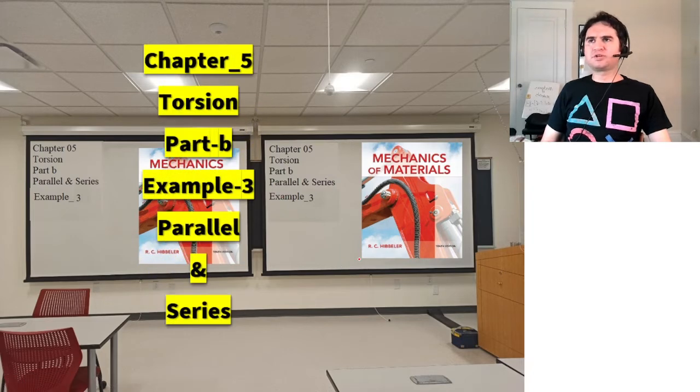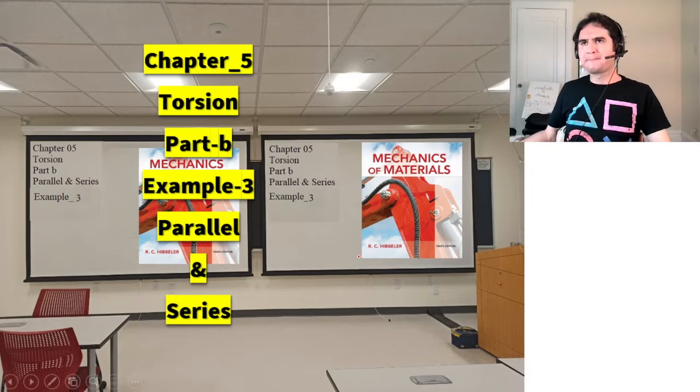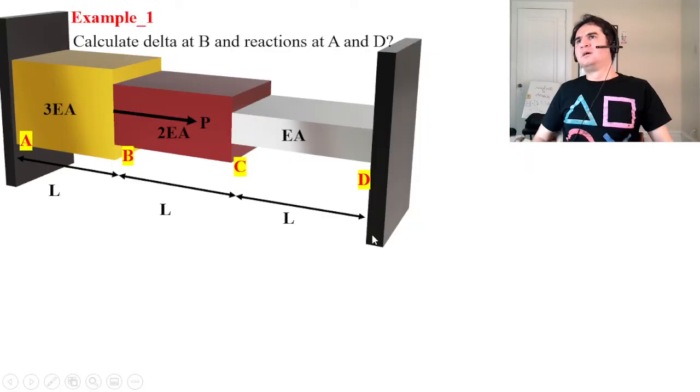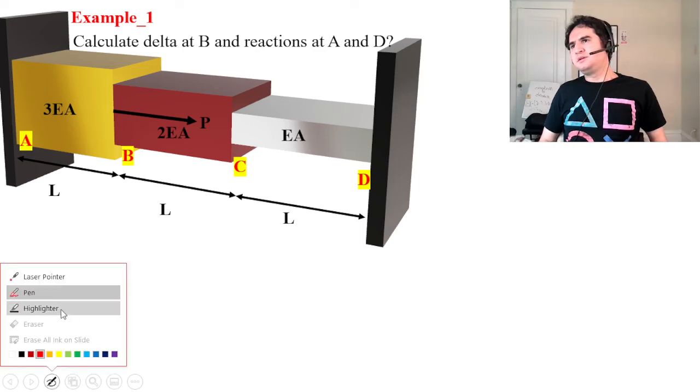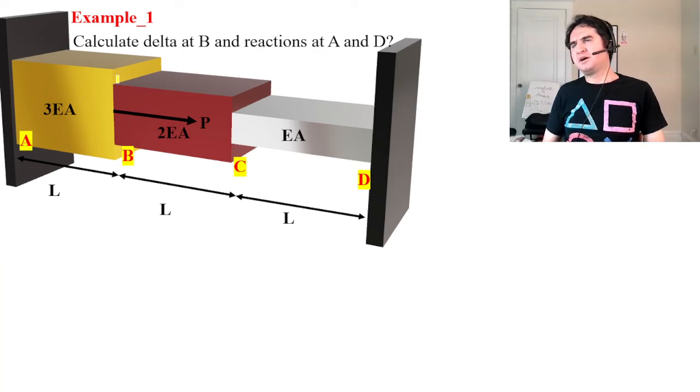Chapter 5 Torsion Part B, Example 3: Parallel and Series in beams and shafts. In this example, we have three blocks with different materials and different cross-sectional areas, fixed at both ends. What is the displacement delta at B, the point where the force P applies, and what are the reactions at A and D?